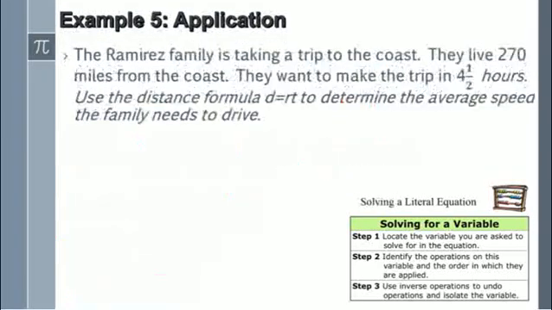A couple more problems. Here we have the Ramirez family taking a trip to the coast. They live 270 miles from the coast. They want to make the trip in 4.5 hours. Use the distance formula, D, distance equals rate times time, to determine the average speed the family needs to drive. So the distance is 270 miles, and the time is 4.5.